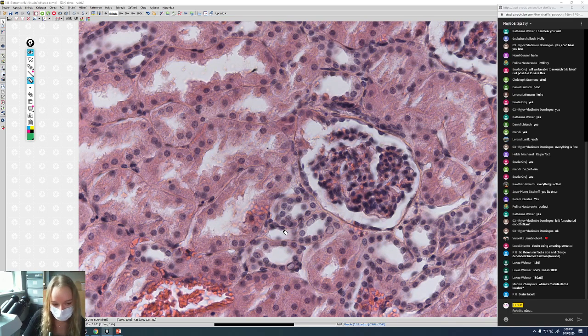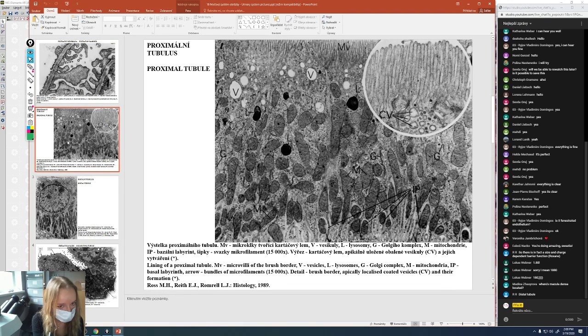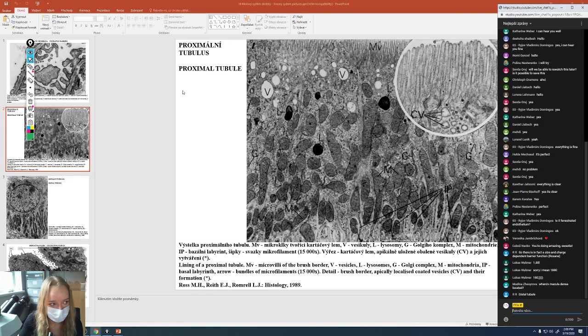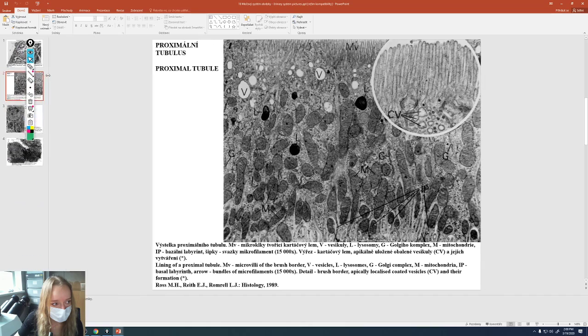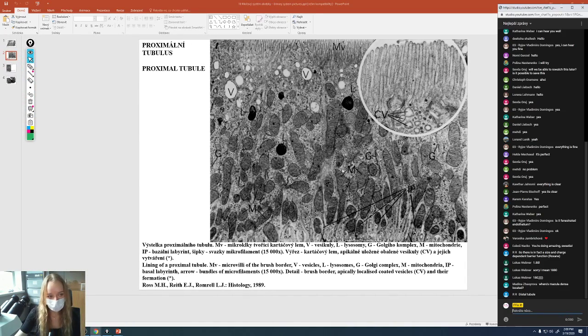And there are some electron micrograph photos here. Yes, very well. Oops, my chat is missing. Sorry, I need to move it here. So what can we see right now?